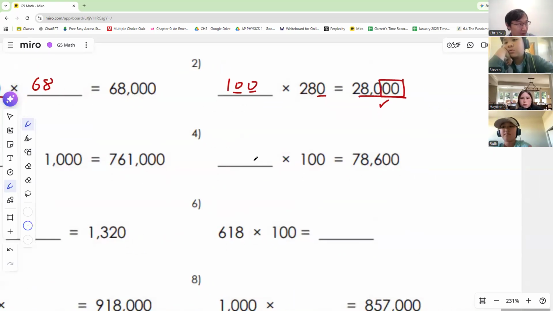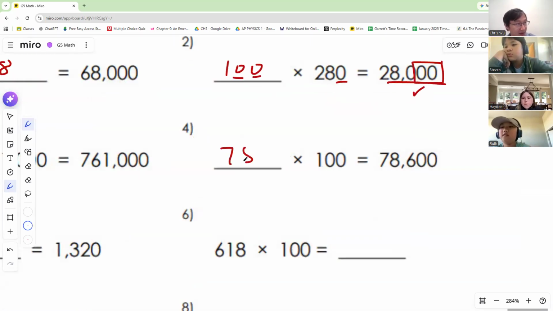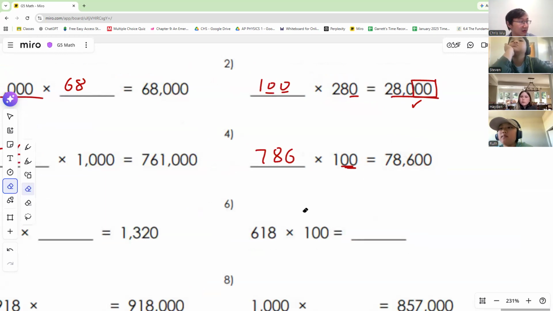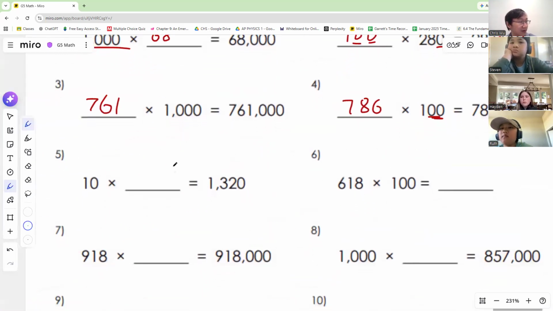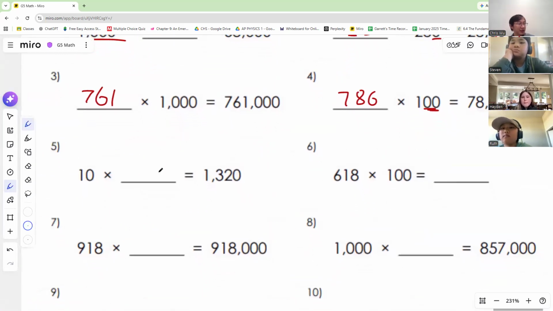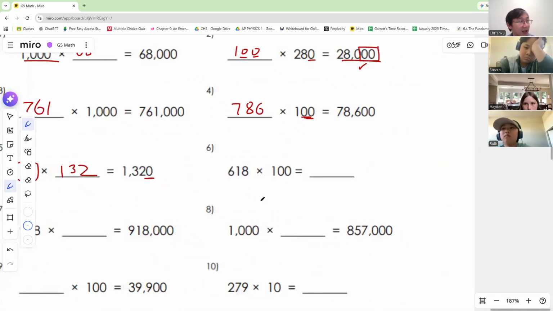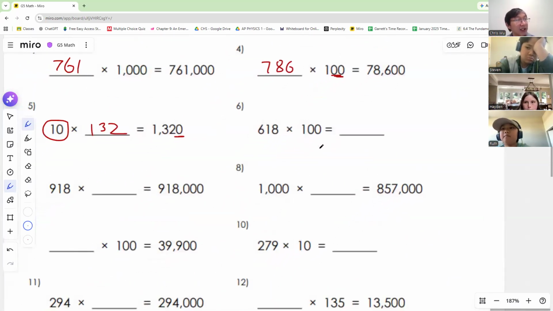Bruce, what should I have for number 4? 786. 786. Good. Since I have 2 zeros here, we have 2 zeros here. I just need the thing in front of it. Yeah. Okay, good. Let's see, number 5. Stephen? 132. 132. Good. Same thing. I have just 1 0 here. That's good enough. Okay. Number 6. Hayden, you want to give this one a try?